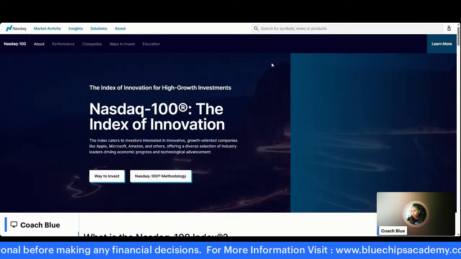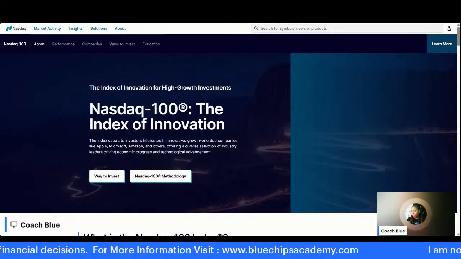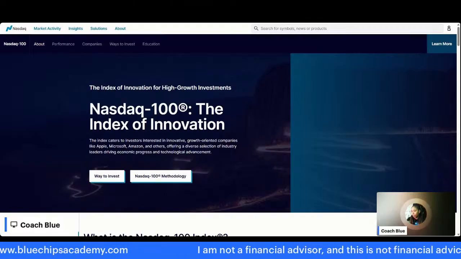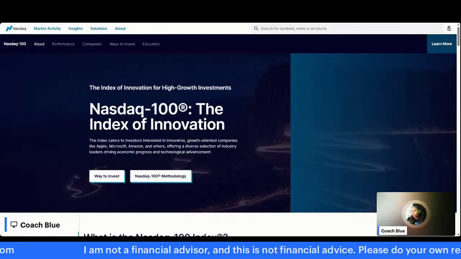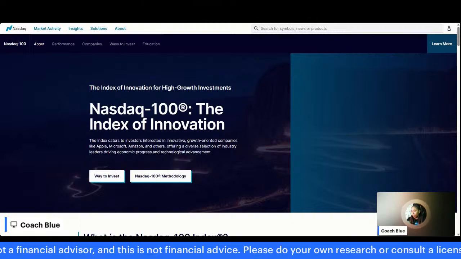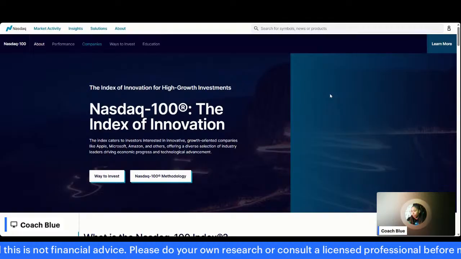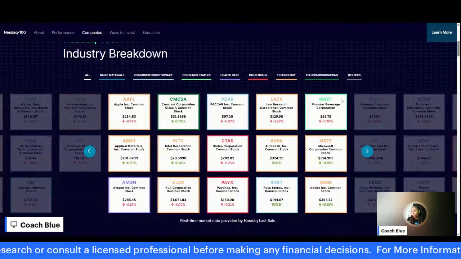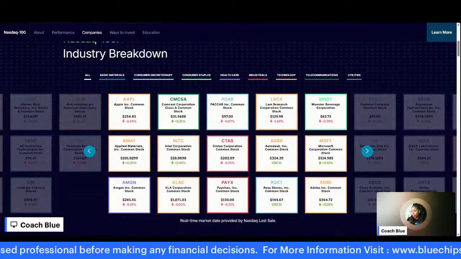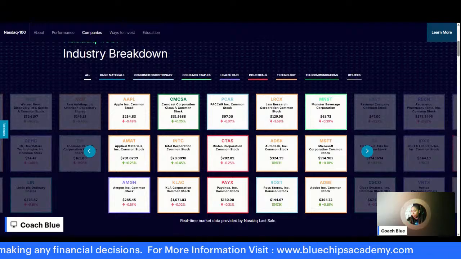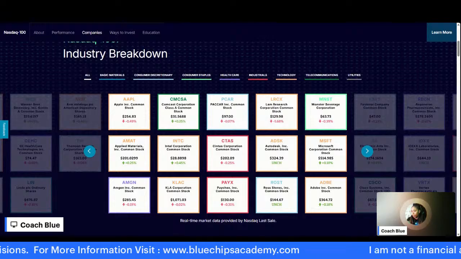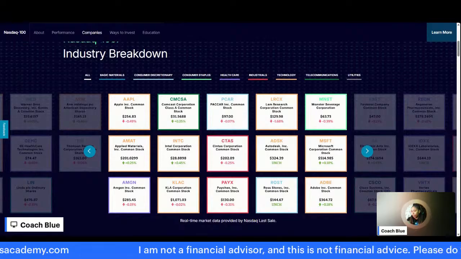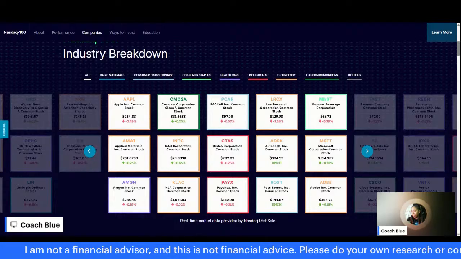NASDAQ is an index that caters to investors interested in innovative, growth-oriented companies like Apple, Microsoft, Amazon, and others, offering a diverse selection of industry leaders, driving economic progress and technological advancements. These are some of the companies that are comprised within the NAS index. We have Apple, Microsoft, Adobe, Intel. All of these companies that you are familiar with are comprised within the NAS index.